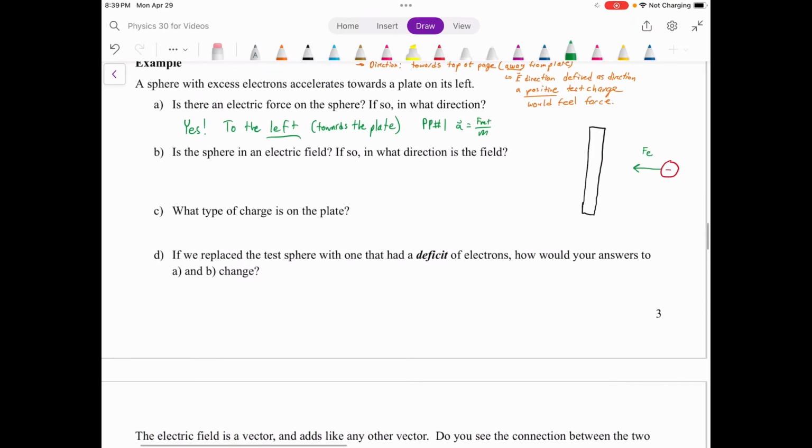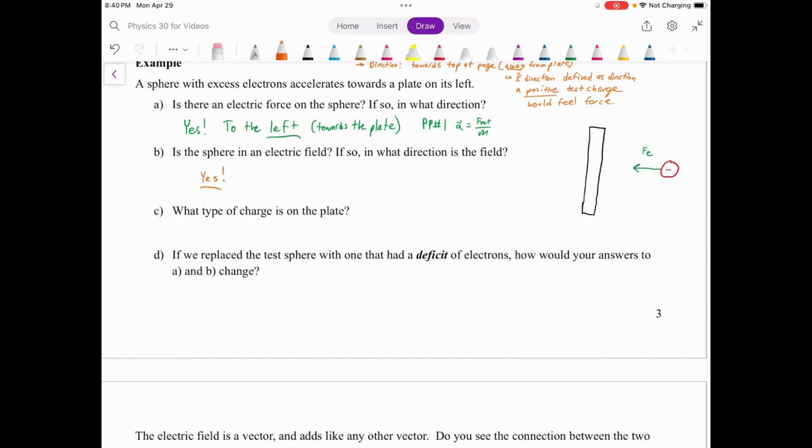Now, B asks us, is the sphere in an electric field? And if so, in what direction is the field? Well, it has to be in an electric field. An electric force can only arise from an electric field. That's the whole idea of the electric field: thinking about what the force could be like all around this charged object if another charged object were placed there. So definitely, yes, I feel pretty comfortable saying yes. It must be in an electric field, otherwise why is it feeling an electric force?